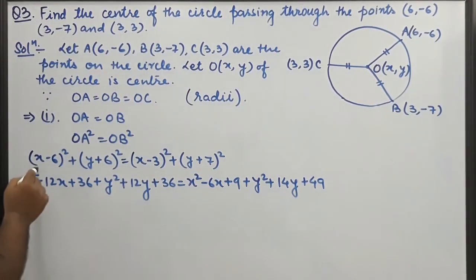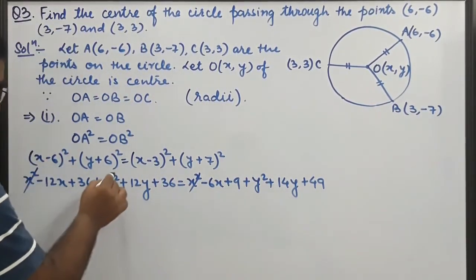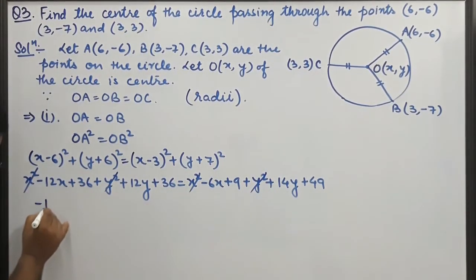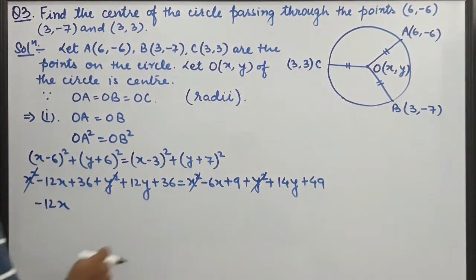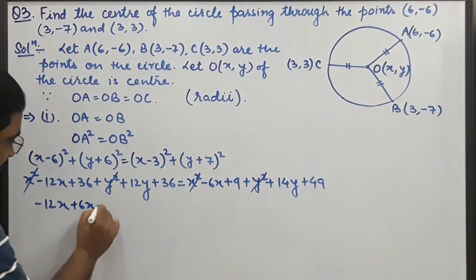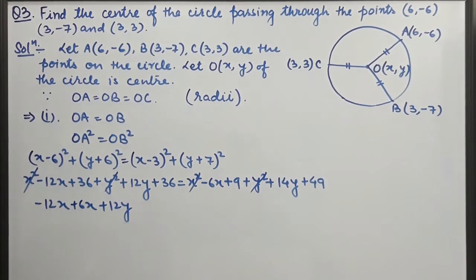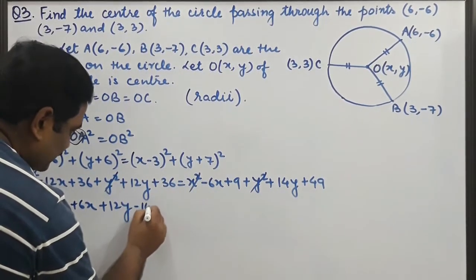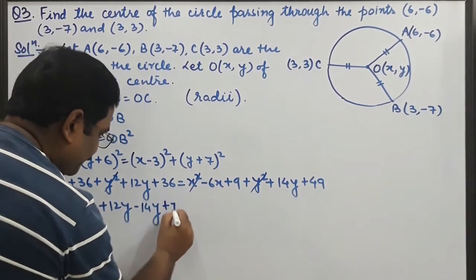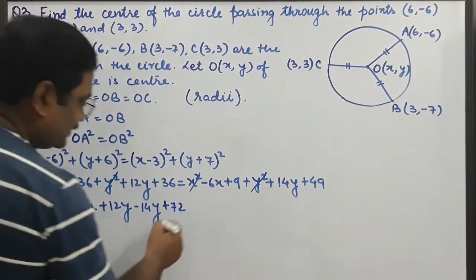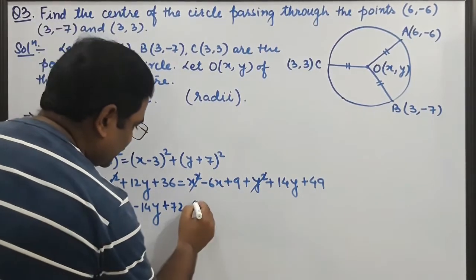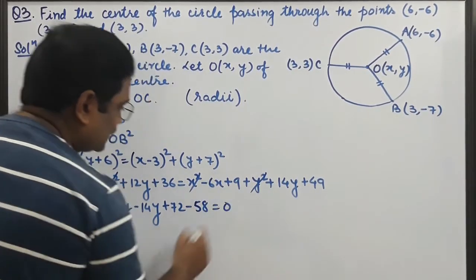So let us simplify this. x square is cancelled from both sides and y square is also cancelled. So you got minus 12x, and take this minus 6x to this side, so plus 6x, plus 12y minus 14y, and 36 plus 36 is 72, and minus 49 minus 9 which is minus 58, and it equals 0.